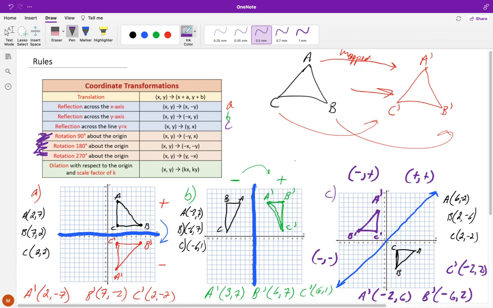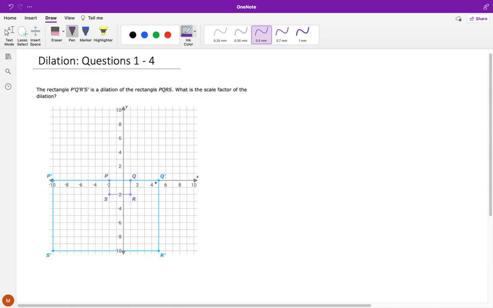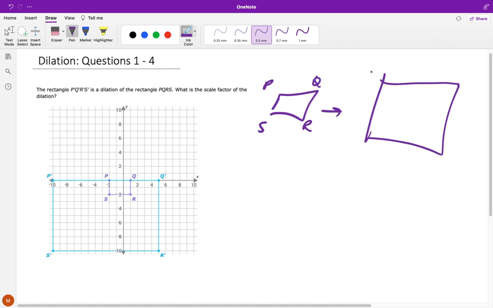All right, so for these questions, you might be given this in reverse, where I give you the scale factor and then you have to draw the new triangle. But this one says rectangle P prime, Q prime, R prime, and S prime is a dilation of rectangle PQRS. So that means we're going from PQRS to P prime, Q prime, R prime, and S prime. Dilation means enlargement or shrinkment.